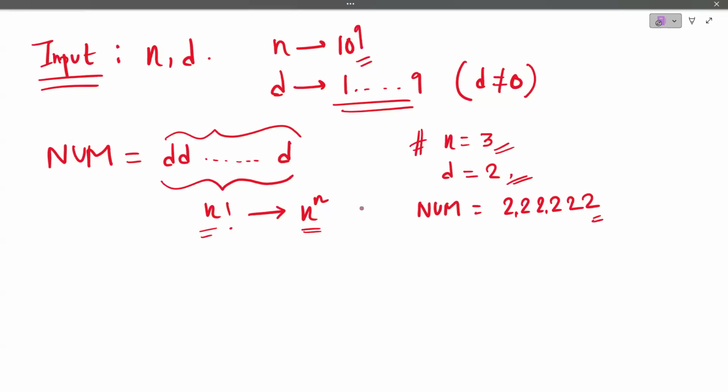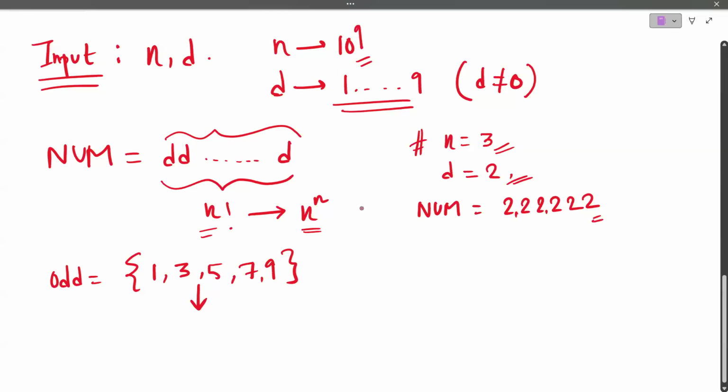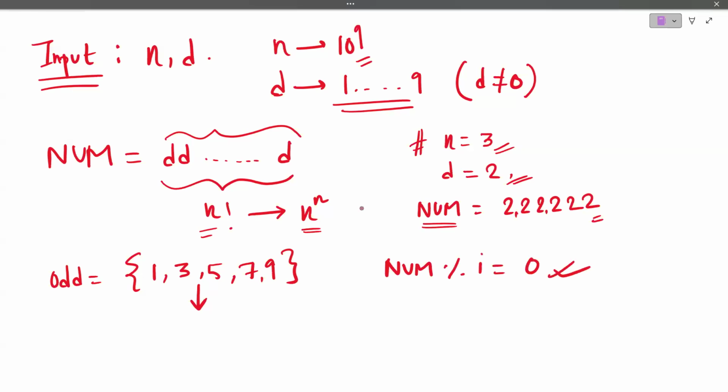So now what does the question say? The question says that you look at all odd numbers. You look at 1, 3, 5, 7, and 9. And out of these, you print those odd numbers which are divisible, which are factors of num. So basically, you pick all those odd numbers I such that num modulo I is 0. This is the simple question.